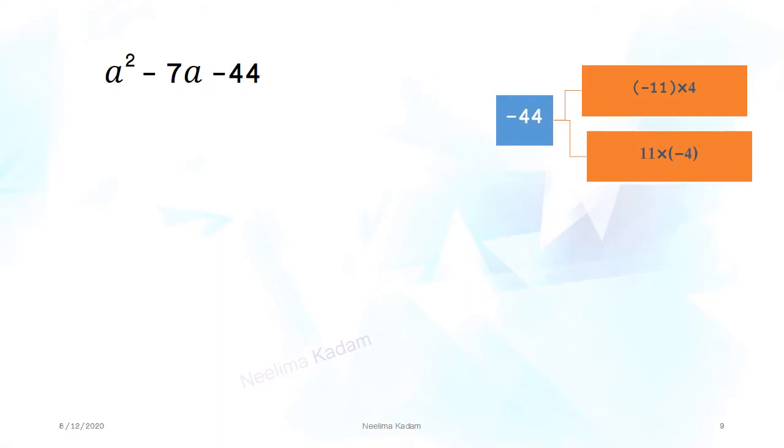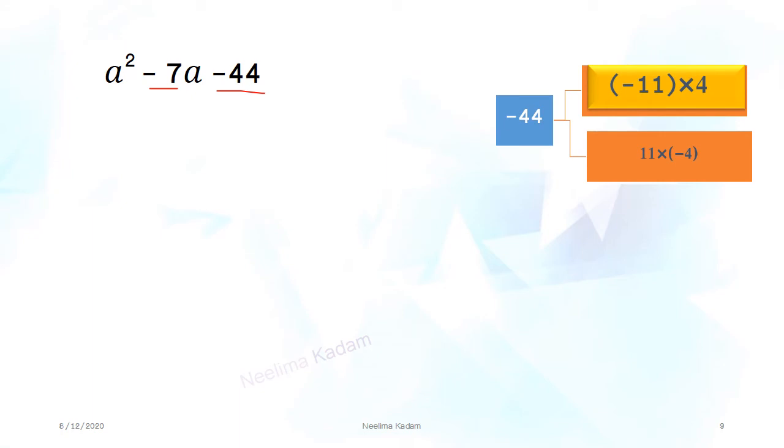Sum: a square minus 7a minus 44. Let's find out the factors of minus 44. Minus 11 into 4, 11 into minus 4. Minus 11 plus 4, minus plus, we have to subtract the smaller number from the greater one. 11 minus 4 is 7, sign of the greater number, therefore minus 7. And minus into plus minus 44. Okay, therefore minus 11 into 4.